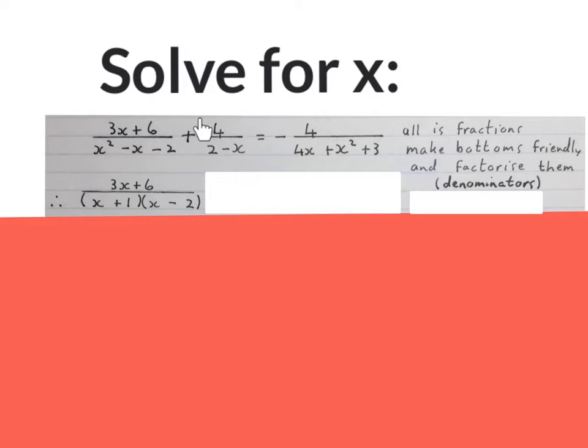Now we have to make this friendly. This bottom looks the wrong way around, so I change this sign and flip these two terms over the minus. So I put the minus here, flip these two over the minus and put a bracket around it. Keep the 4.